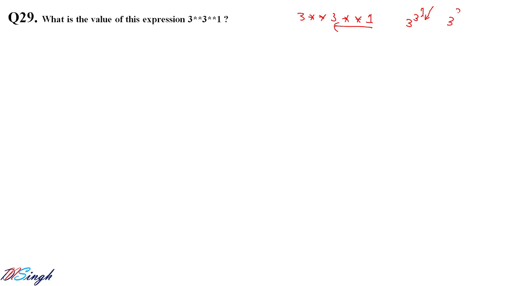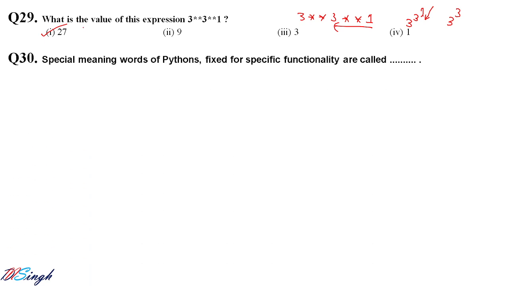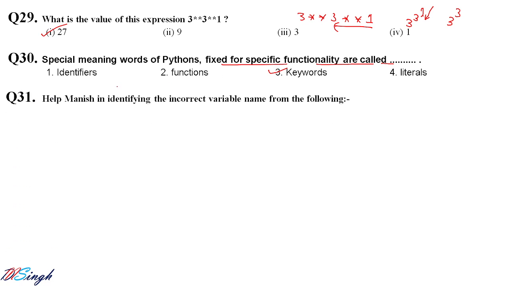So it becomes 3 to the power 3, and then the answer will be very obvious, that is 27. Next, special meaning words of Python fixed for a specific functionality are called keywords. The words which have special meaning to the compiler are called keywords.